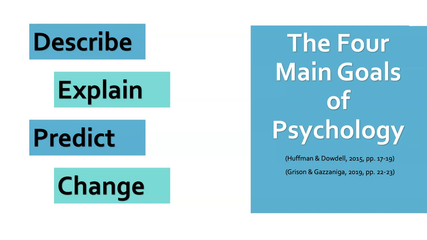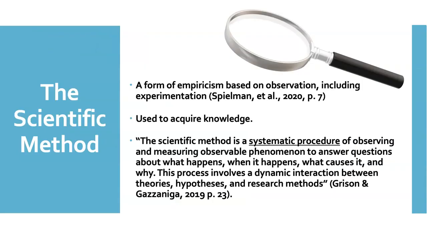Now that we have a definition of psychology, let's briefly discuss the scientific method, which is used to achieve psychology's four main goals of describe, explain, predict, and change. First, it is important to know that the scientific method is a form of empiricism which is based on observation, including experimentation. Second, the scientific method is used to acquire knowledge.